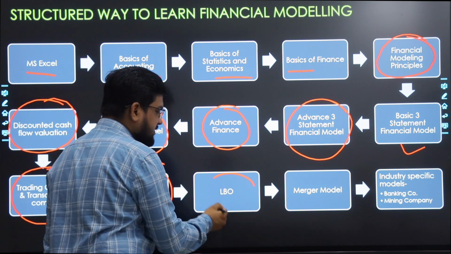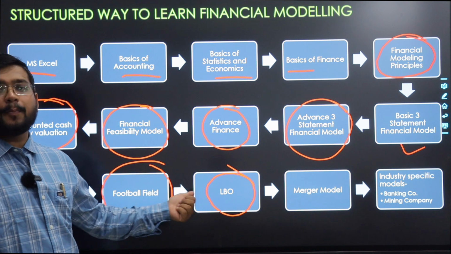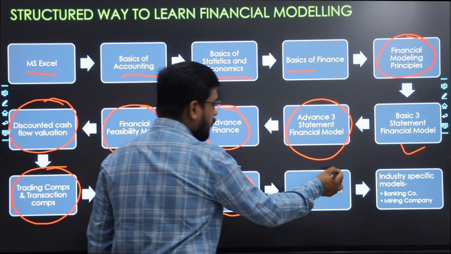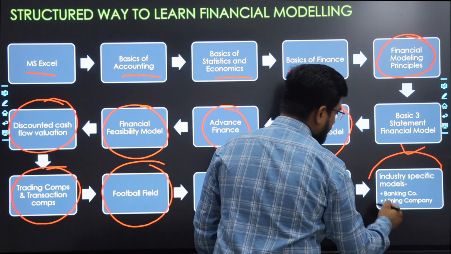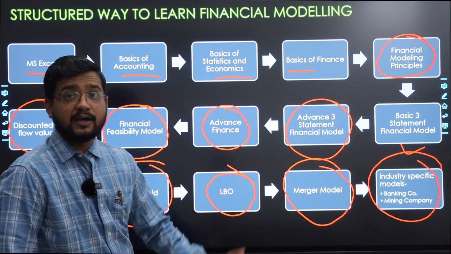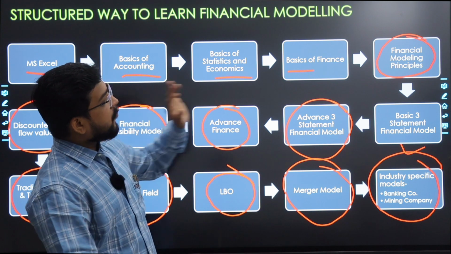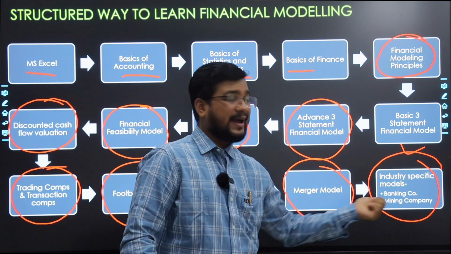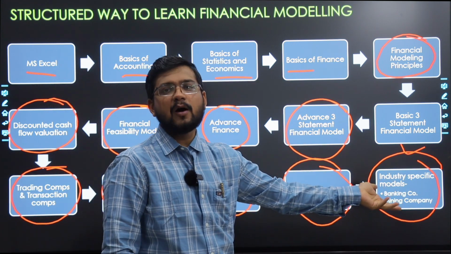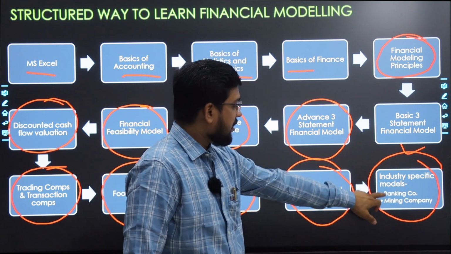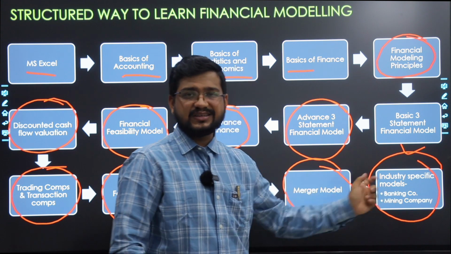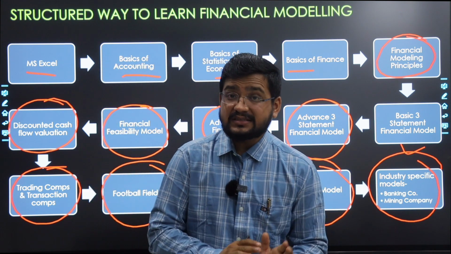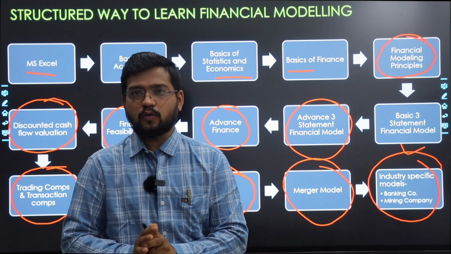Then you move towards LBO, leveraged buyout. It's a complex financial model. Then you move towards the merger model, M&A model. And then in the end, you can learn about industry specific models. So in case you're learning by yourself, follow all these paths till here, and whichever industry interests you, learn about it, right? Like I've given examples: banking, mining companies. These are the industries we can deal with, okay? So this is the structured way of learning financial modeling.